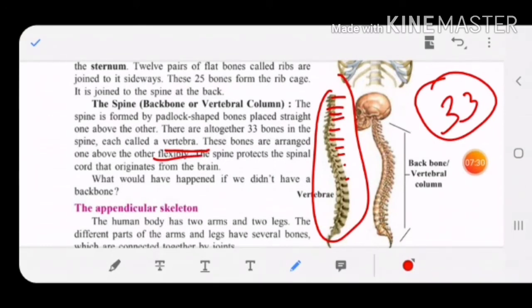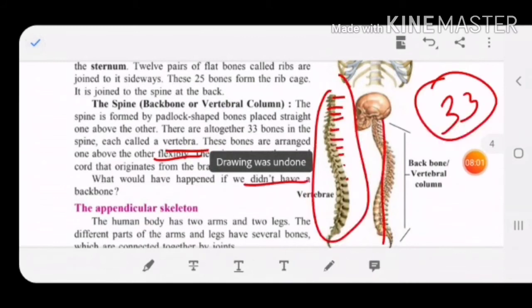The spine protects the spinal cord, which comes from the brain. What would have happened if you didn't have a backbone? Children, if you don't have a backbone, what will happen? You will not be able to do any movement. You will not be able to bend. Yes or no? So remember this. The spine is also called a backbone or vertebral column. In total there are 33 bones which are placed one above the other, and they are flexible.